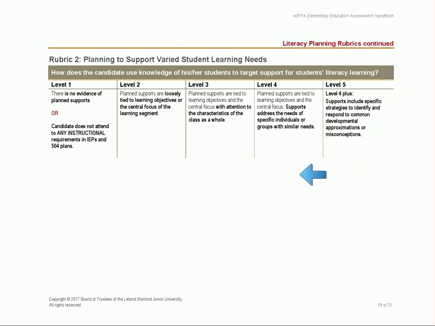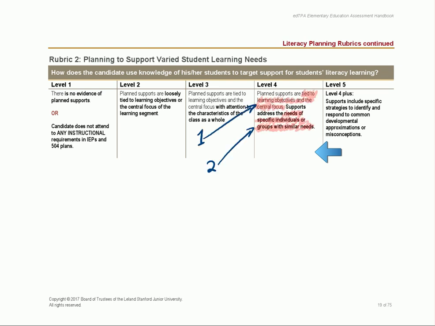So, if we look at 3, it says planned supports are tied to learning objectives and the central focus with attention to the characteristics of the class as a whole. This one's not reaching very much, all right? So to get a 3, you just have to write about how you're teaching a lesson for the whole class. Well, that's not what we should strive for. Let's see what 4 offers or asks us to consider.